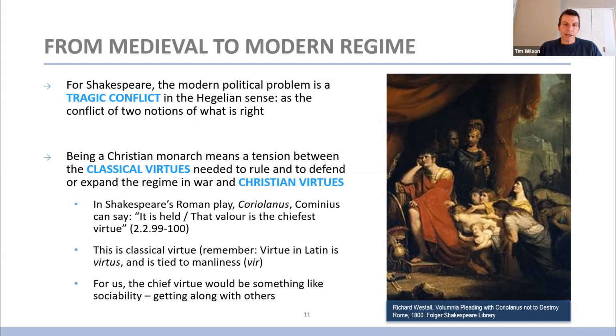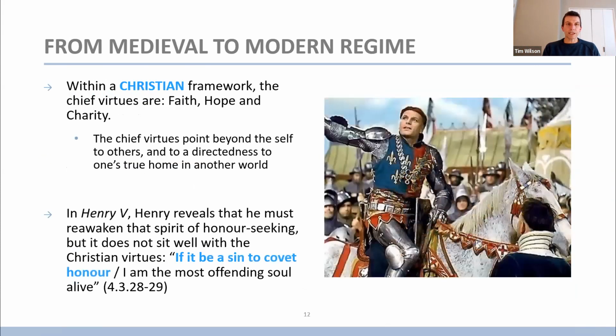And for Christians in Shakespeare's day, rather than valor being the chiefest virtue, you could say something like sociability for us today, but maybe for Christians in Shakespeare's day, humility, charity. So we have a set of classical virtues and Christian virtues, which for Shakespeare are in tension. And as I point out here, within the Christian framework, the chief virtues, faith, hope, and charity, point beyond the self to another world.